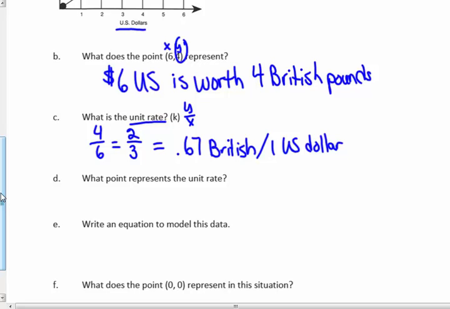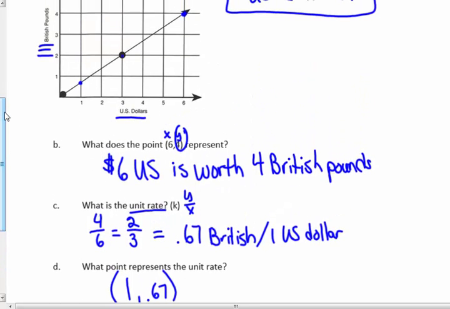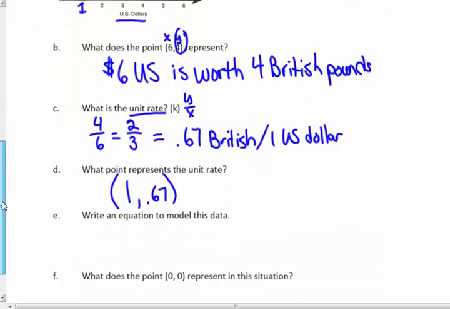What point represents the unit rate? Well, the point is 1, 67 hundredths. X is 1, and y is 67 hundredths. It's hard to tell, but that's 67 hundredths here. That's 67 hundredths of a British pound for 1 US dollar. That's the unit rate right there. It's always on the graph.